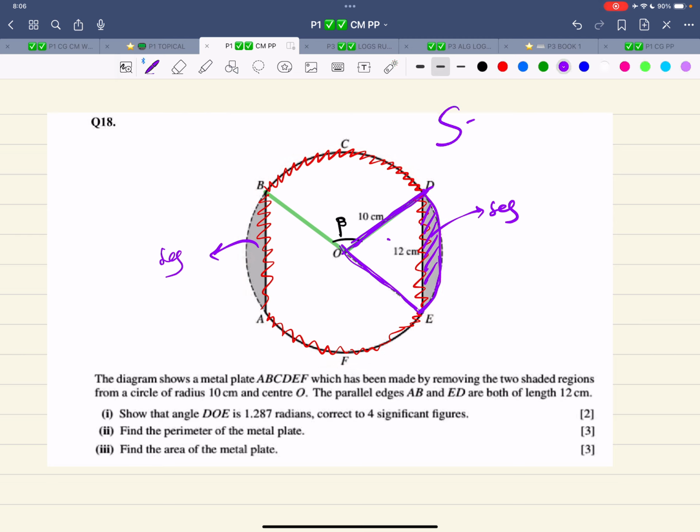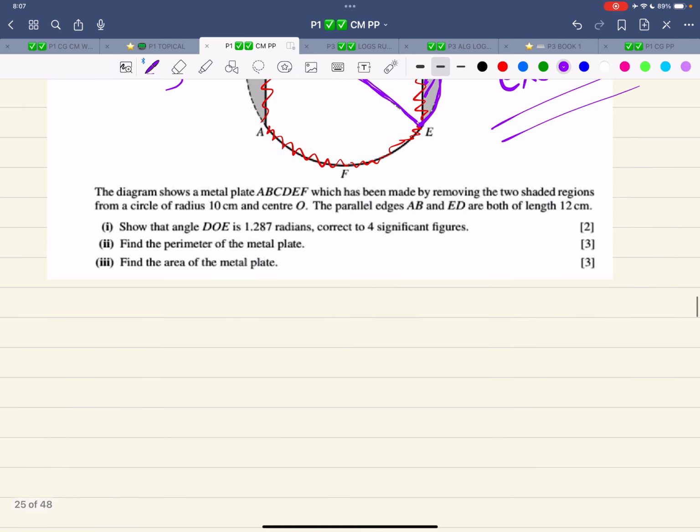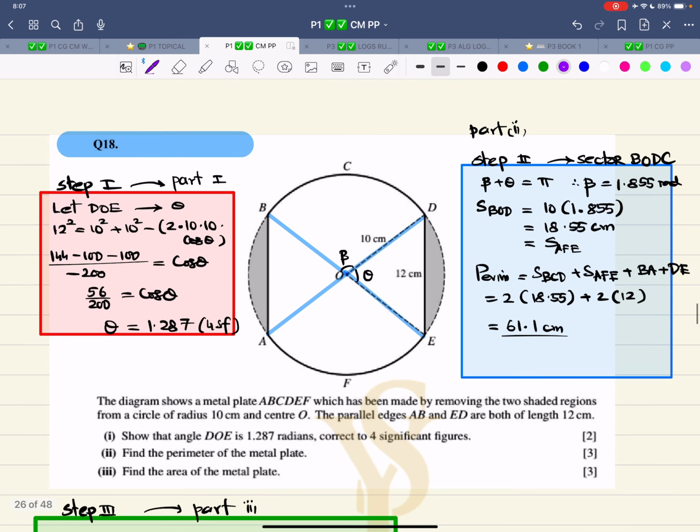So now the theory that I focus on is strategy before execution. Before you start the working, first develop the strategy. That is a must for circular measure. Yes, it's a must for everything, but for circular measure, it is a must. So now let's look at this question.